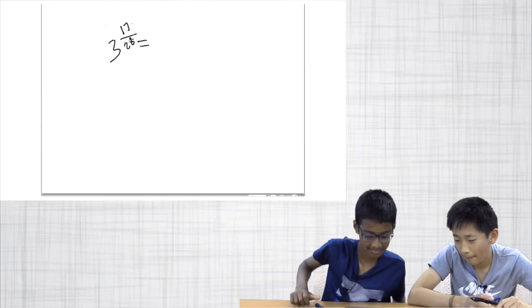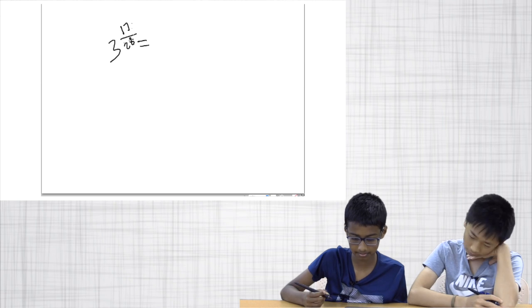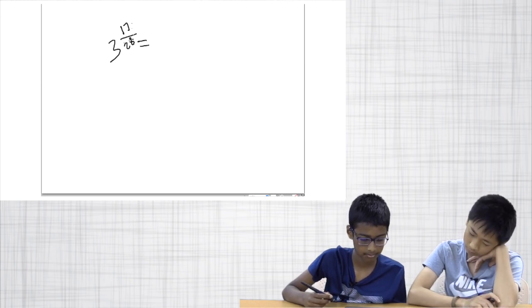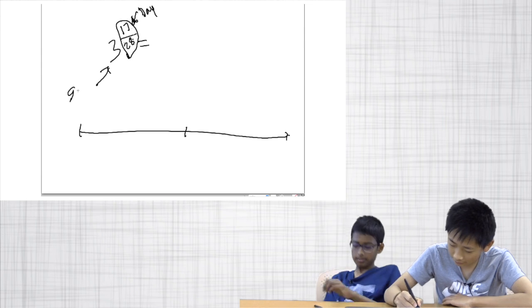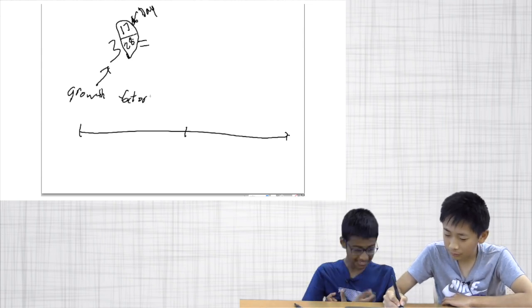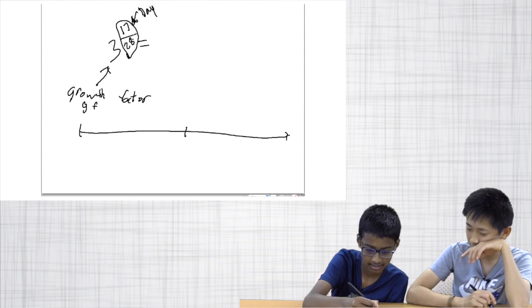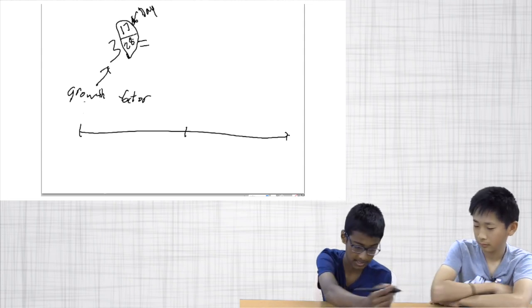So 3 to the 17 over 28, or 17/28. What would that represent in terms of the beanstalk context? This is the day. And what does the whole thing together represent? The whole thing together represents the height on day 17/28.